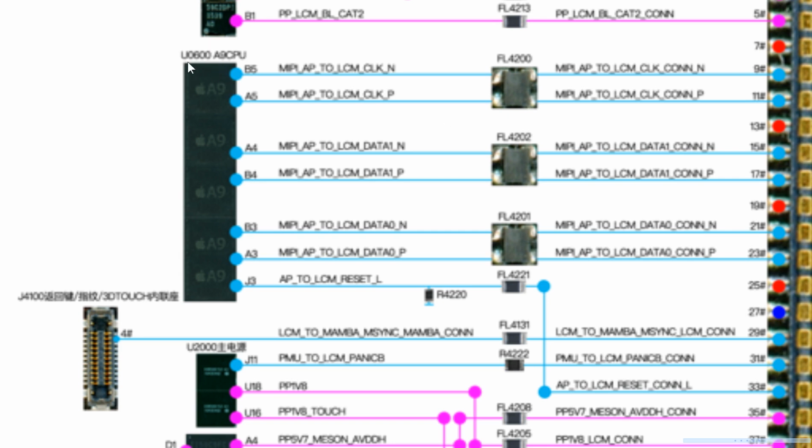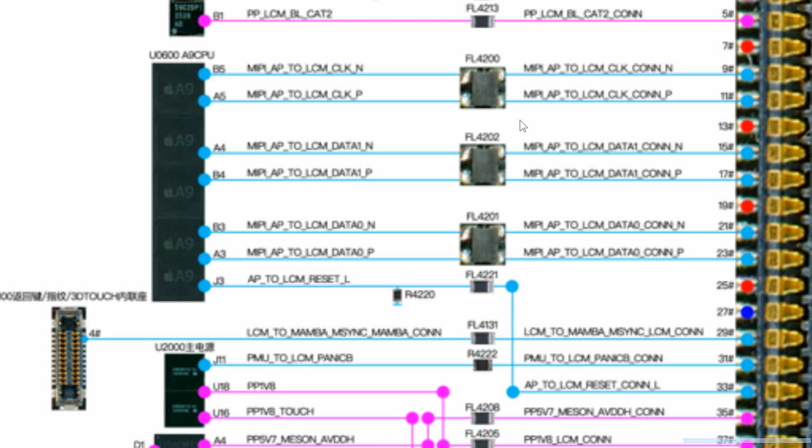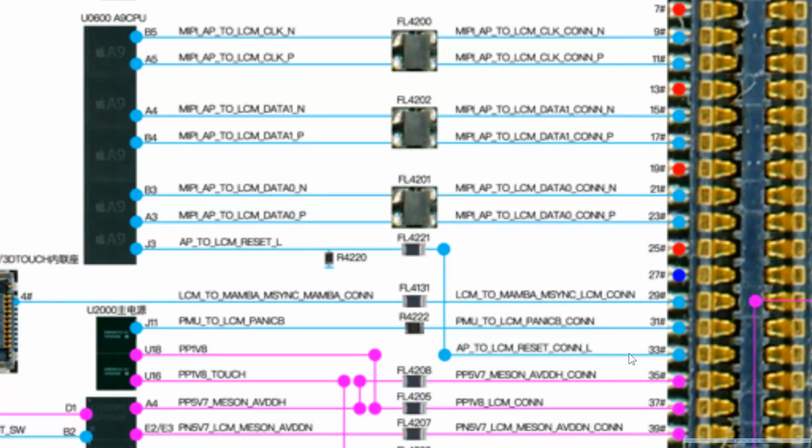As you can see, this is the A9 CPU. As you can see, these 1, 2, 3, 4, 5, 6, this 6 line is all MIPI AP to LCM, and MIPI means that these are video lines. The AP means CPU, and to LCM is to the display. So these 6 lines are all the CPU to display signal lines. And now we see this 53 line. This is AP to LCM reset. This line means the CPU to display reset signal.